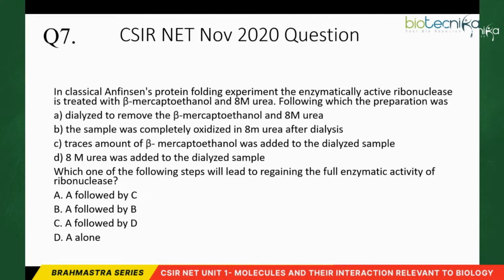dialyzed to remove beta mercaptoethanol. Sample was completely oxidized in 8 molar urea. Trace amounts of beta mercaptoethanol were added, and 8 molar urea were added to the dialyzed sample. So, which of these would lead to full enzymatic activity of the ribonuclease enzyme?